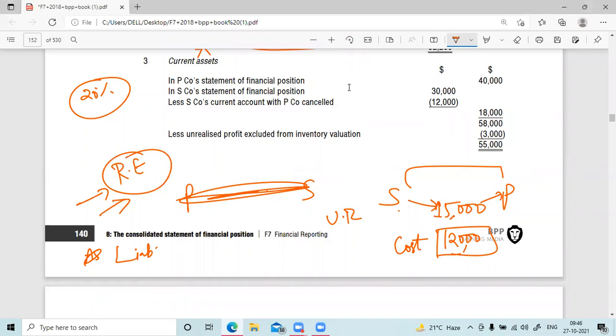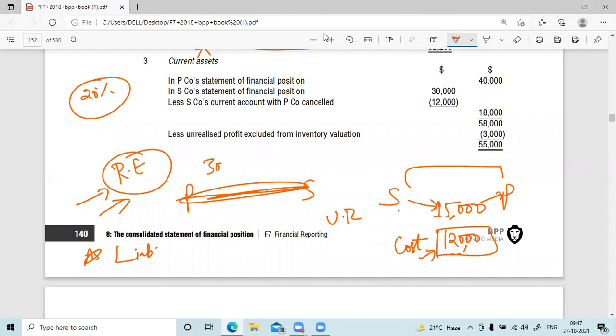So, sir, we are calculating this current asset. See, sir, subsidiary is selling goods to parent for 15,000. What is the cost of that goods for subsidiary? 12,000. So subsidiary has made a profit of 3,000.